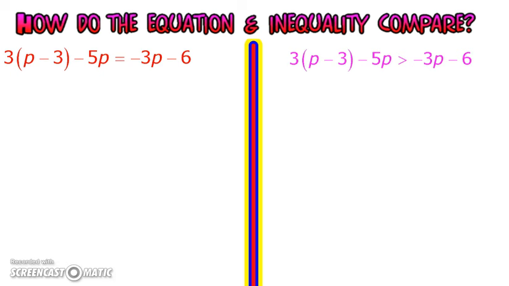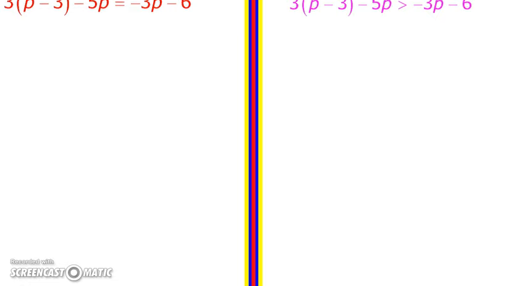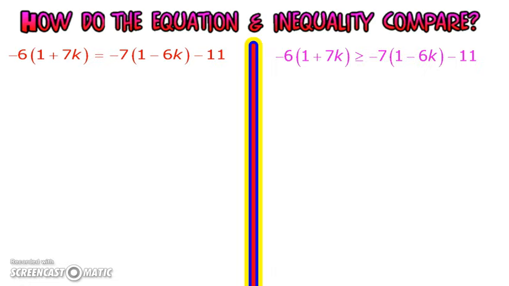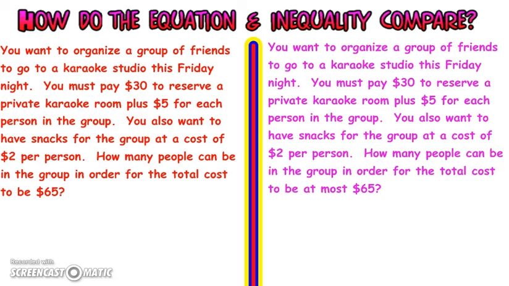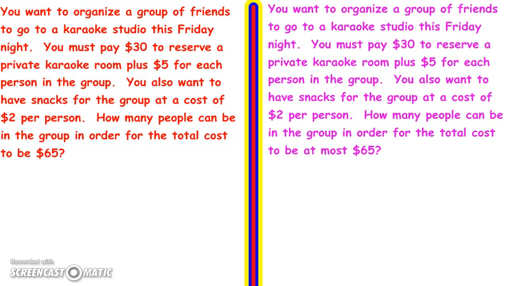All right, now do the equation inequality. We're going to skip these examples. Those will be your survey. Go down to this last piece. It says you want to organize a group of friends to go to a karaoke studio this Friday night. You must pay $50 to reserve a private karaoke room plus $5 for each person. You also want to have snacks for the group at a cost of $2 per person. How many people can be in the group in order for the total cost to be $65?